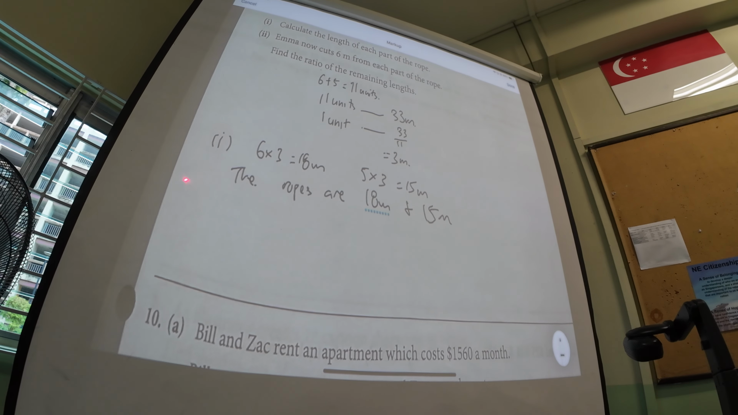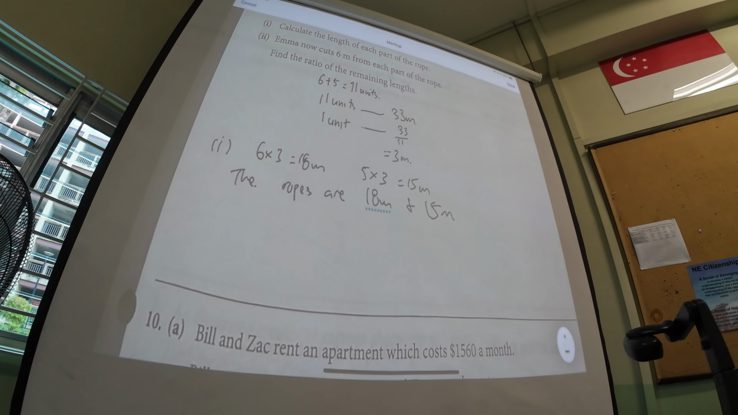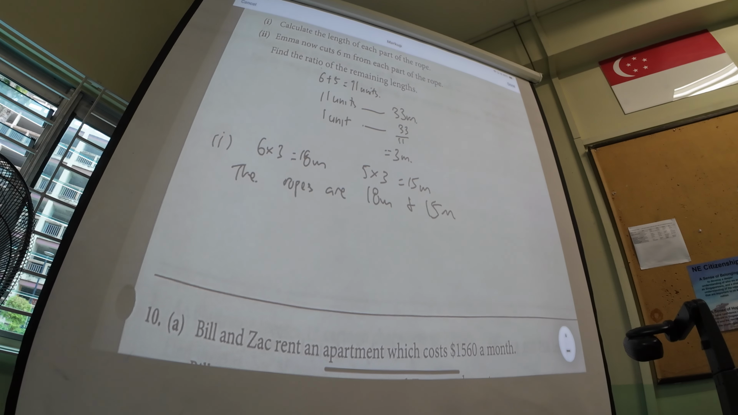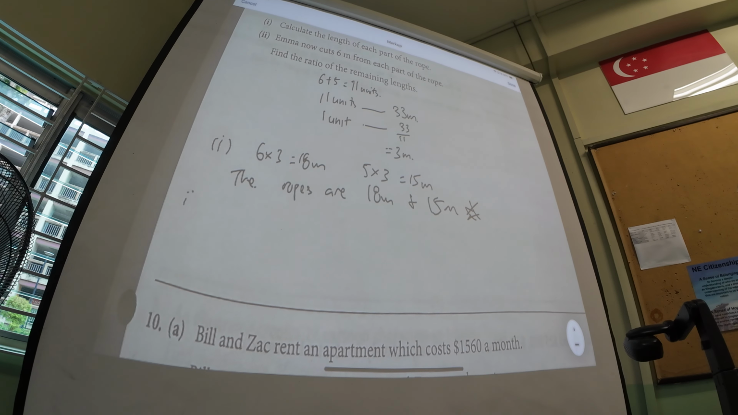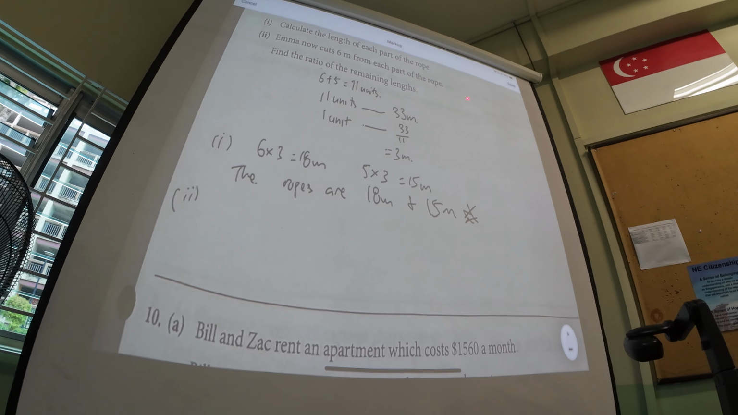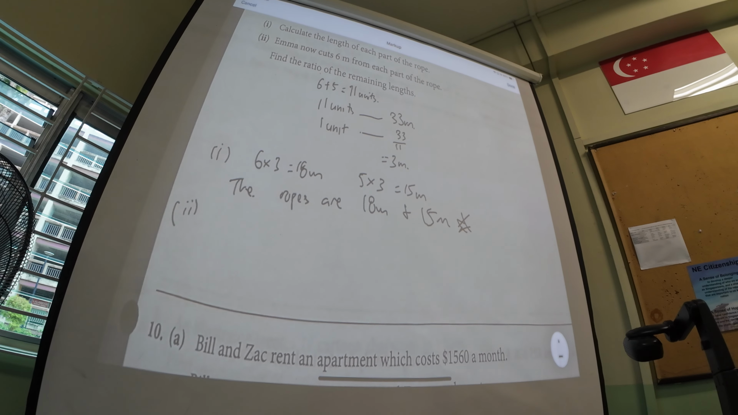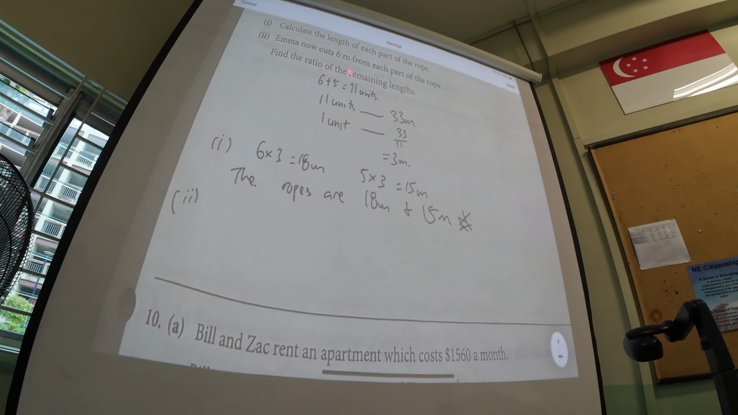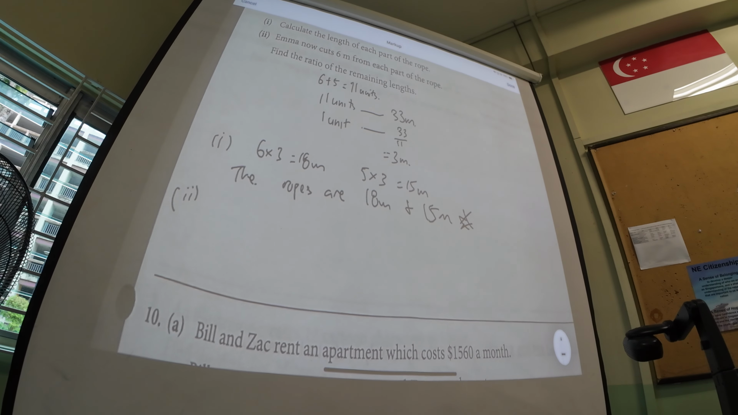Answer to part 1 already. The rope cut into 2. So the lengths are 18 meter and 15 meter. Then when we come to part 2, they say that now each part of the rope, meaning this 18 and this 15, each of them I also cut 6 meter away.